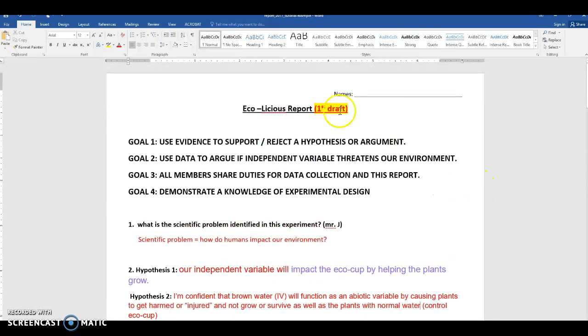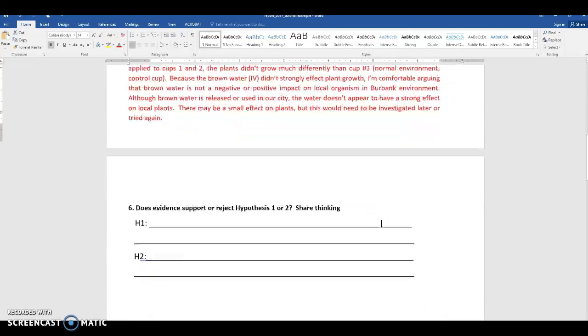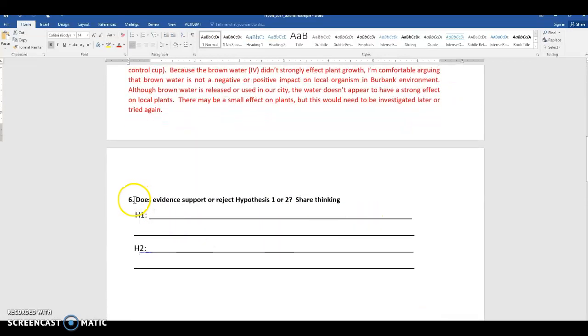Ladies and gentlemen, this is our Ecolicious report, and this is the guidance to complete question or activity 6 as part of our report. Doing that will help us complete these goals, and hopefully whoever you are doing this part of the task, you're happy about it because it gives you a chance to contribute and help your team.